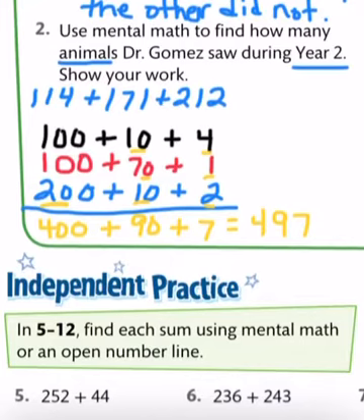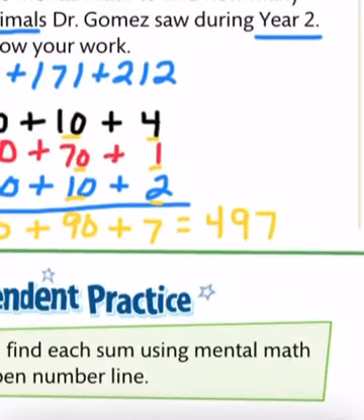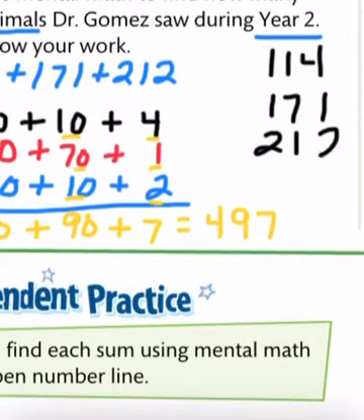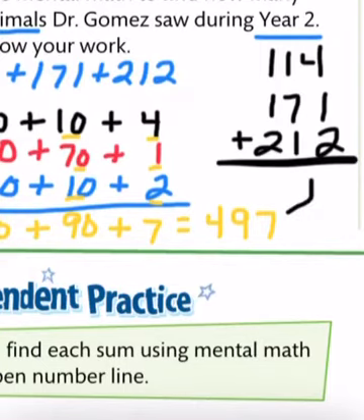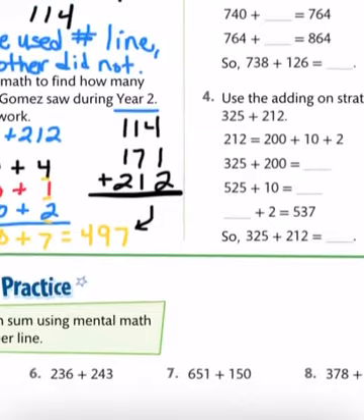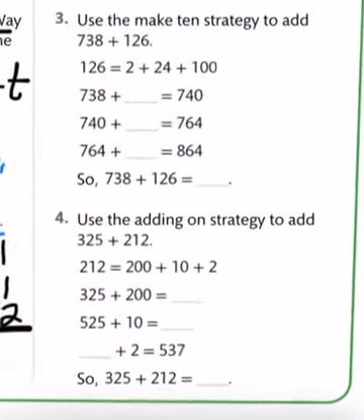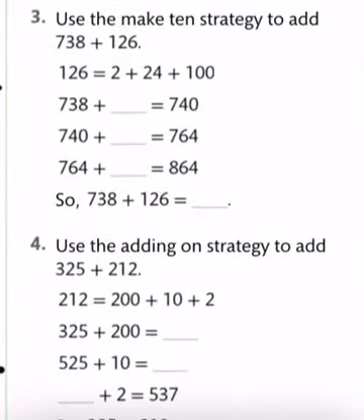Of course, we don't have to break them up. We could line them up vertically. 114, just write it this way. We'll get to this method also. 171 and 212, and just line them up and add them, and we still will end up with 497. Okay, we'll get to that method in a few more lessons. All right, let's go. Do you know how? So this is applying some of the strategies we learned in today's lesson and just working through the process here.